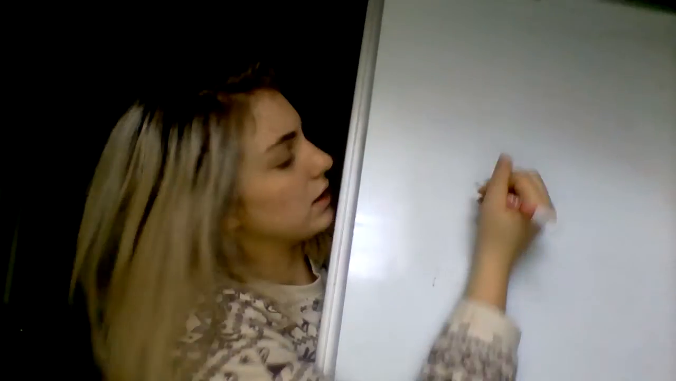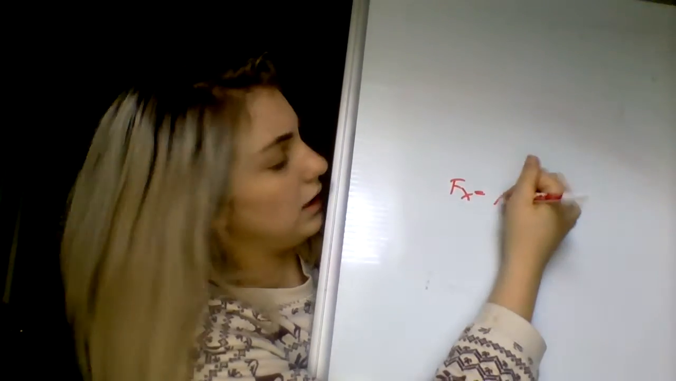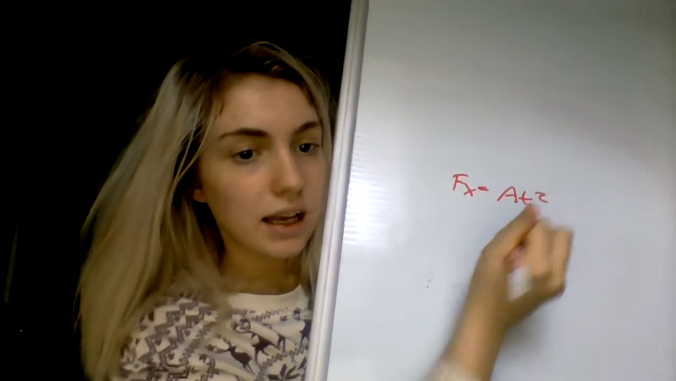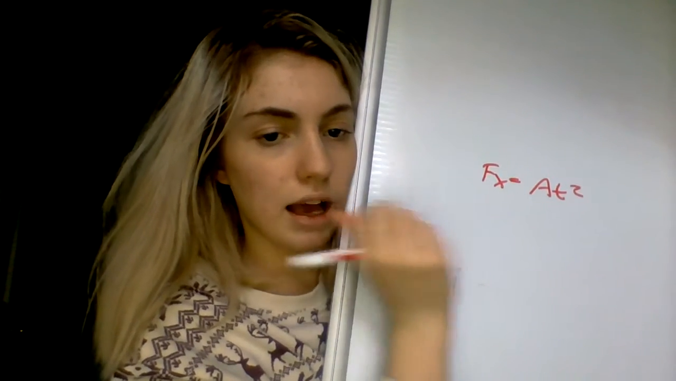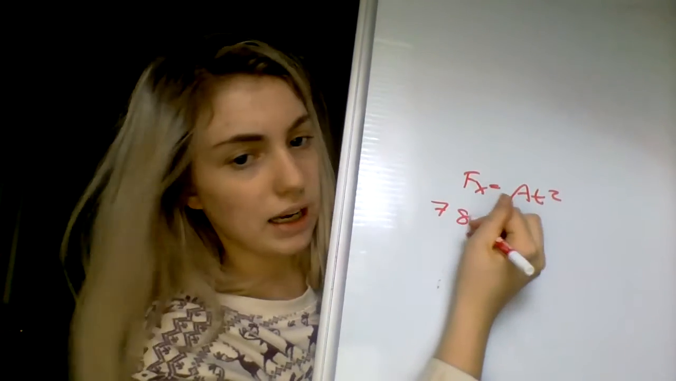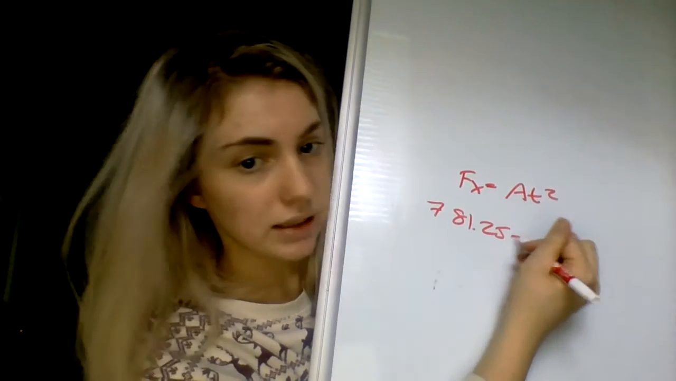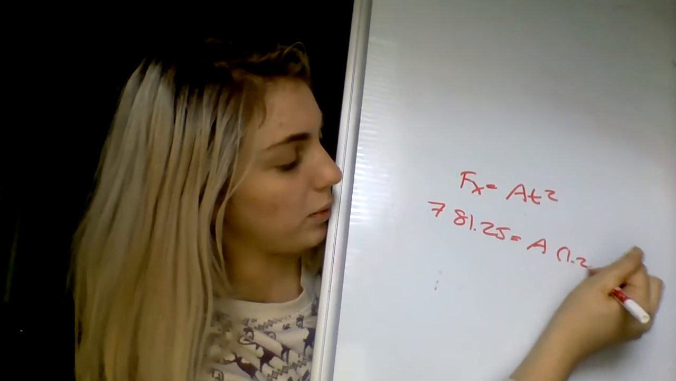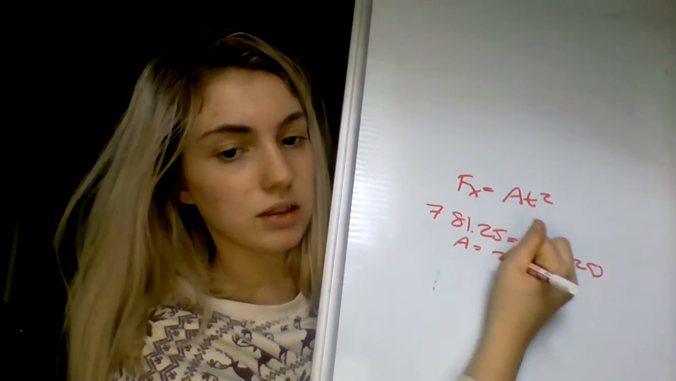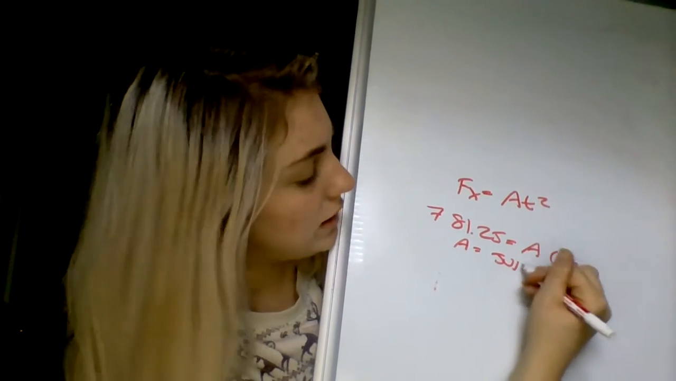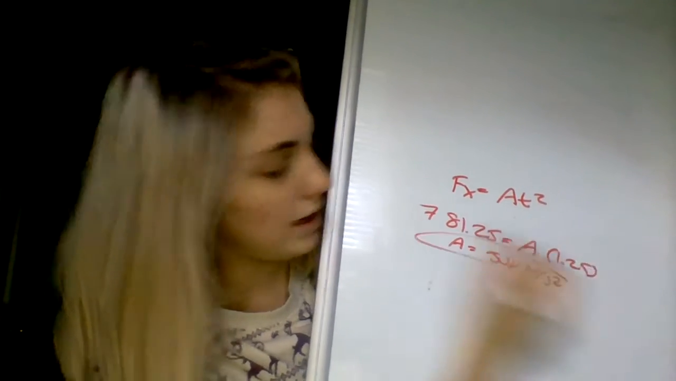To calculate part A, we rewrite the function of the force like this, and we plug in time 1.25, so we get 781.25 newtons equals a times 1.25 squared. Solving for a, we get that a equals 500 newtons per second squared, and that is for part A.